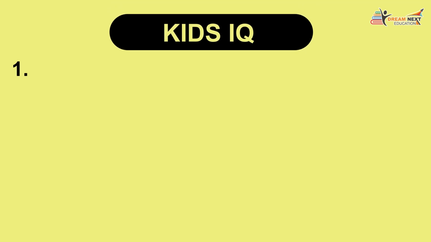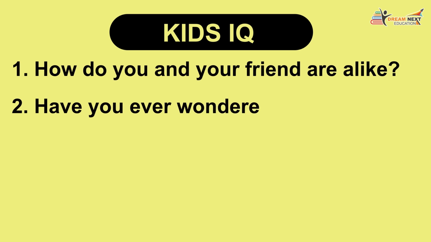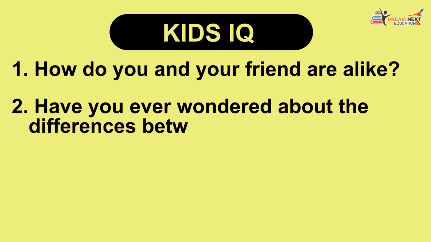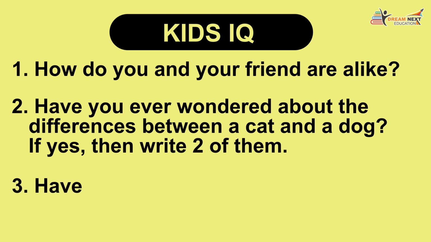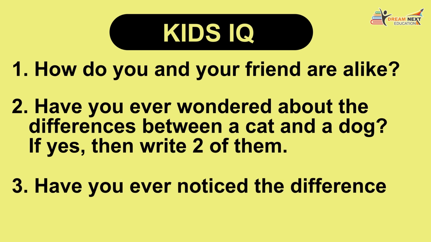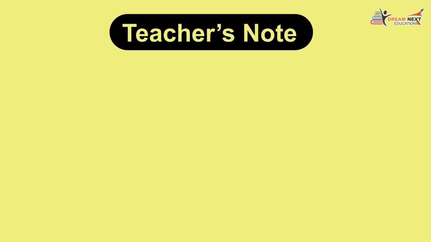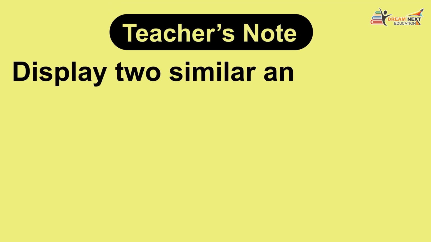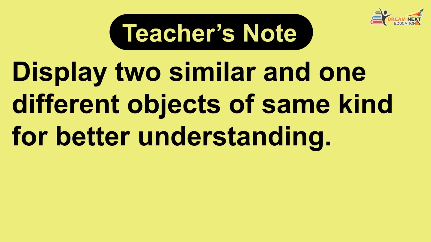Kids IQ. 1. How are you and your friends alike? 2. Have you ever wondered about the differences between a cat and a dog? If yes, then write 2 of them. 3. Have you ever noticed the difference between the stars and the moon? Teacher's note: display 2 similar and 1 different objects of the same kind for better understanding.